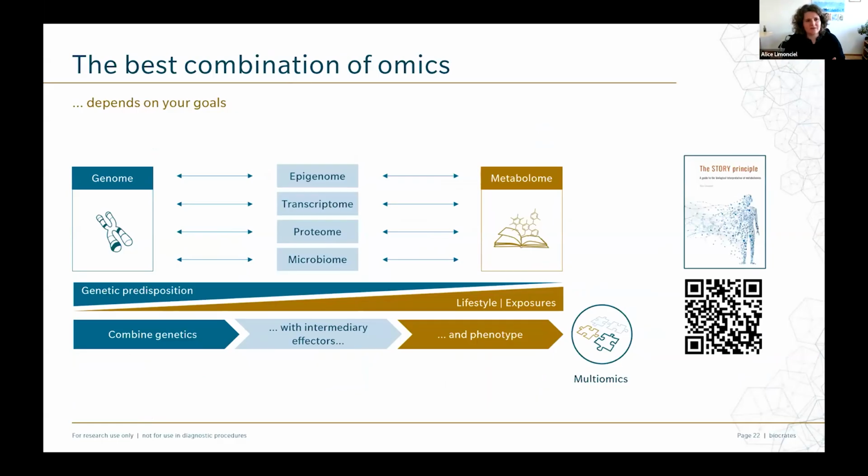But in the end, for your own study, I think the best combination of omics always depends on your goals. Depending on what you're looking at, this is how you pick the omics, this is how you pick the time points or the conditions you're going to compare. And if you're looking for inspiration on how to do this, I point you to my book, The Story Principle, where I discuss how to design metabolomics and omics studies and give some tips there.